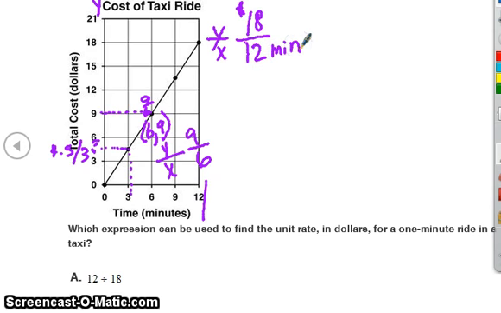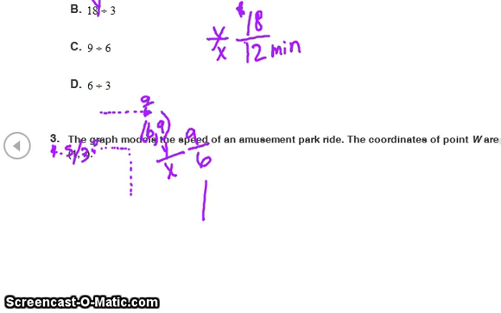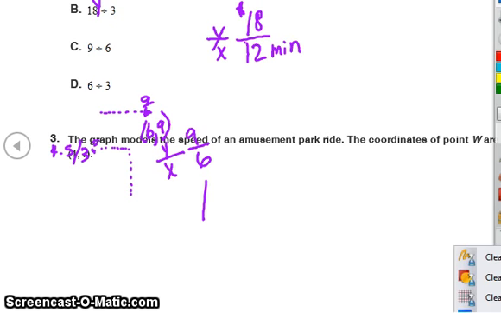Okay, so let's look and see if any of those answer choices say that. A says 12 divided by 18. That's upside down, that's backwards, so we're not going to choose that one. Okay, B says 18 divided by 3. And we're looking for 18 divided by 12 or 9 divided by 6. That's not it. C says 9 divided by 6. That looks good to me. That agrees with what we've written here. And then 6 divided by 3 does not work either. So the best answer choice for this particular question would be C.